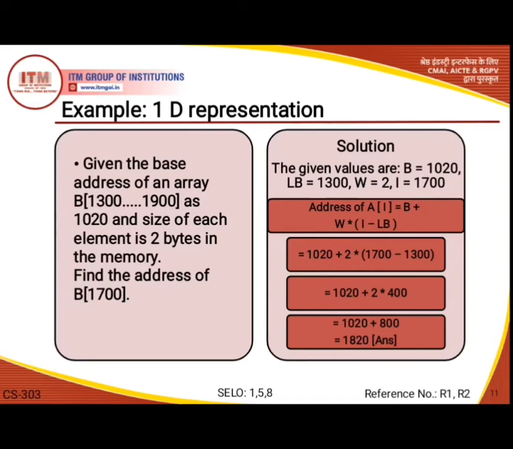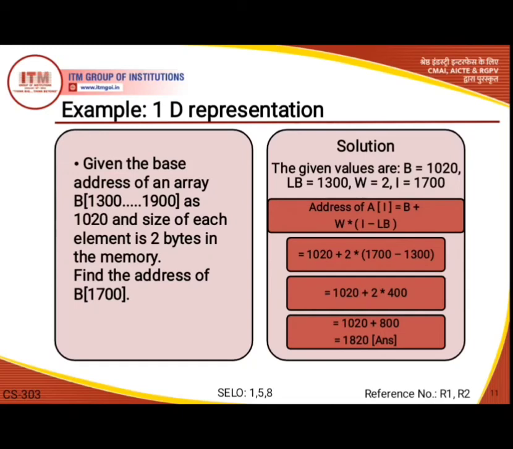So here first of all we find out the given values from the numerical. The given values are B. B means base index, so here B is indicated as 1020. Then lower bound. Lower bound means the first value in the index, the first value of the array. So here the lower bound is represented as 1300.